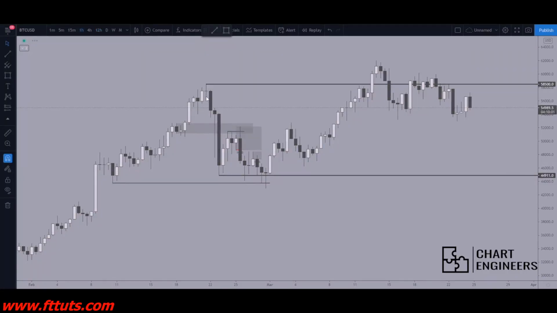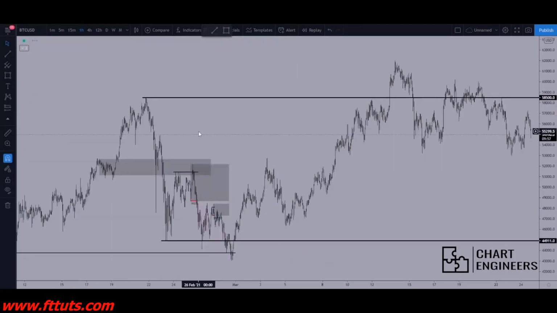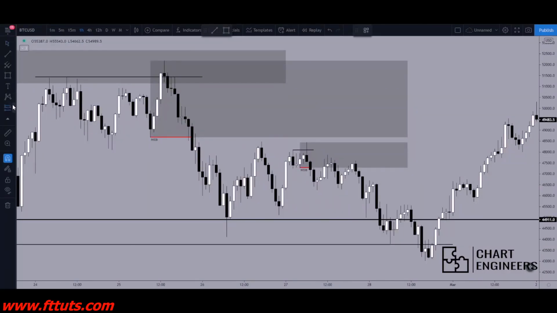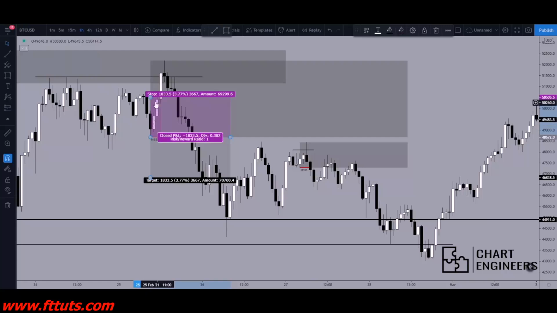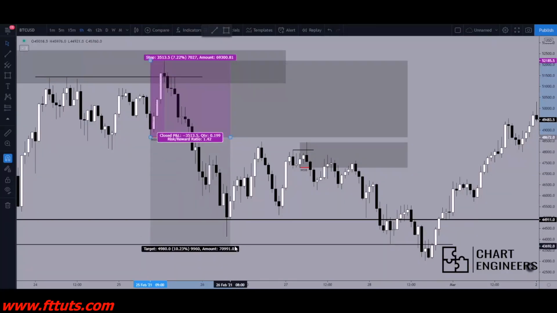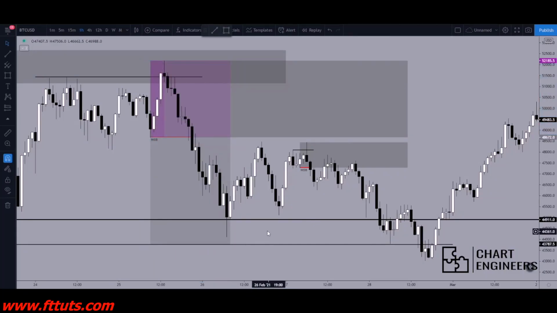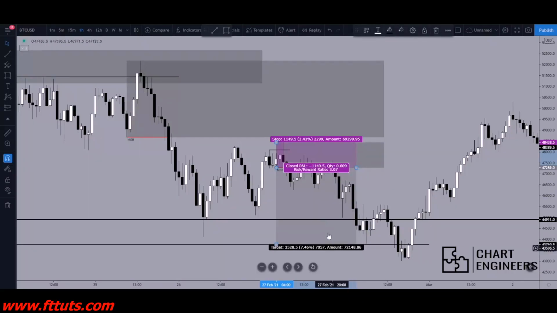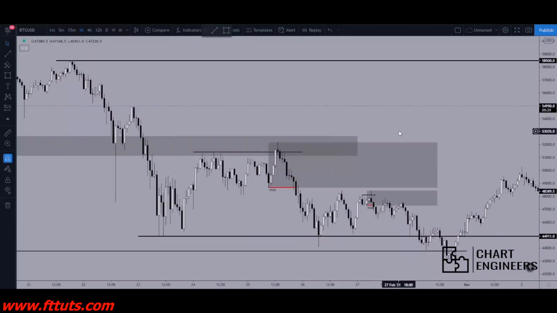If we go to the 1 hour, we can have our targets. If we get our short position and then drag that to the low, that's going to be about 1.4R, and then our next entry is going to be just over 3R, so about 4.5R from these two sells.